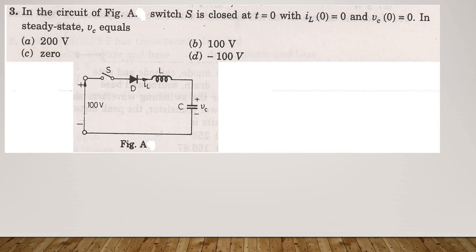Next problem. In the circuit of figure A, switch S is closed at t equal to 0, with IL of 0 equal to 0 and VC of 0 equal to 0. So there are no initial conditions given. In steady state, VC equal to, that is given. So here, the switch is closed, this is a condition. When the switch is closed, the diode starts conducting.